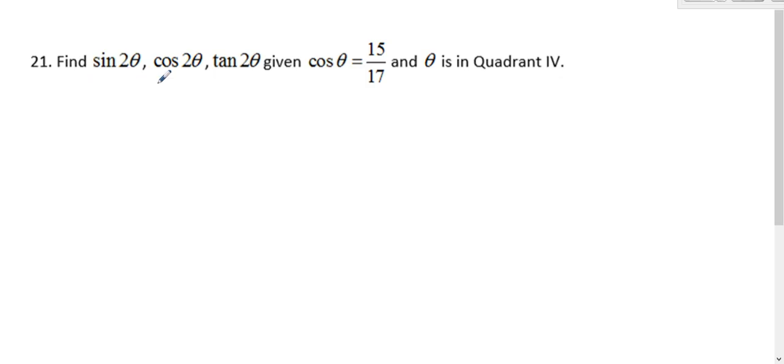Find sine 2 theta, cosine 2 theta, and tangent 2 theta. So we're going to have to use the double angle formulas. So we need to know the double angle formula says sine 2 theta is equal to 2 sine theta cosine theta.